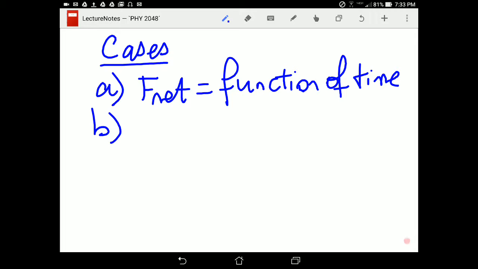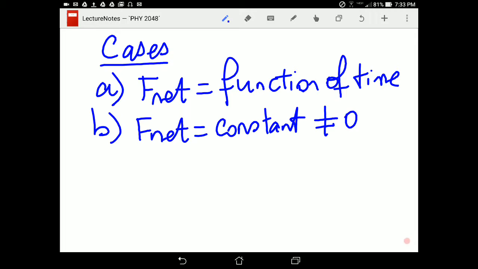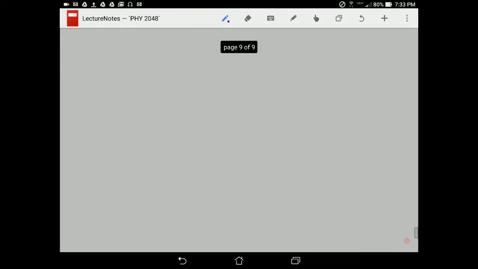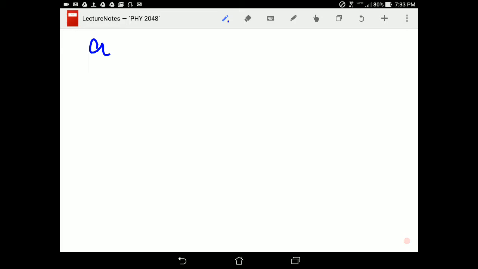The second option would be that the net force is constant. So here we mean something other than zero. So constant but different from zero. And then finally we'll look at the third case, which is what happens when the net force is equal to zero. So what are we talking about then when we say the function of time? So this is the first case we're talking about. F net is a function of time.